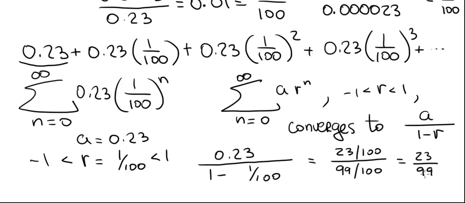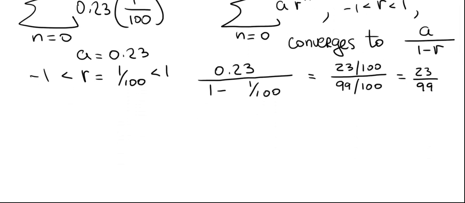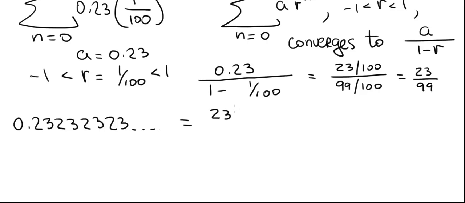And that's our answer. The repeating decimal 0.232323 that we started with is equal to the rational number 23 over 99. Now you can check this by plugging it into your calculator, and you will see that when you put in 23 over 99, the answer your calculator gives you is precisely the repeating decimal 0.232323.